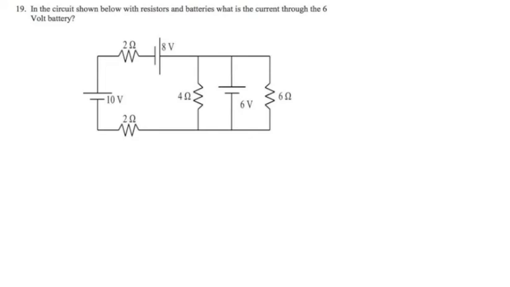In this problem, we're looking for the current through this 6-volt battery. We're going to do this using Kirchhoff's laws, the loop law and the junction rule. First we're just going to arbitrarily determine the directions of current. In doing this, we're only going to use one convention. I want the currents to end at the positive terminals of the batteries.